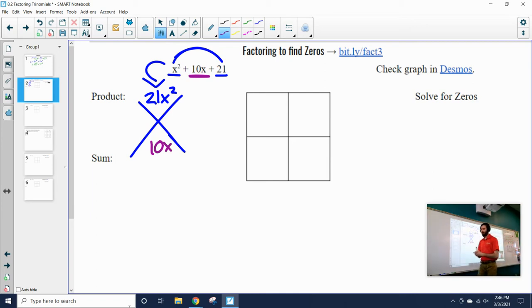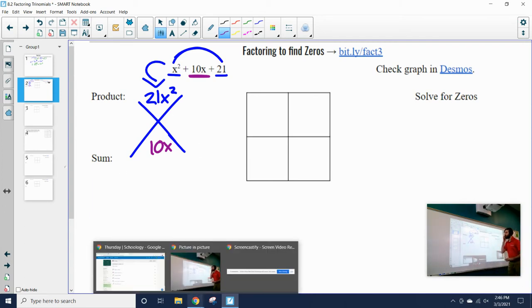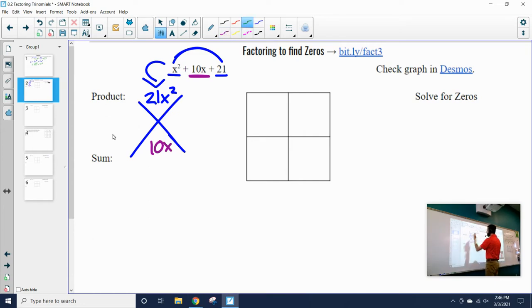And this part is where we're going to have to think a little bit. The left and the right, I need to think of two expressions that multiply together to give me 21x squared and add together to give me 10x. So we have to think a little bit for this. Product means multiplication. So we're thinking of two numbers that multiply to get 21x squared, two numbers that add, or a sum, for 10x.